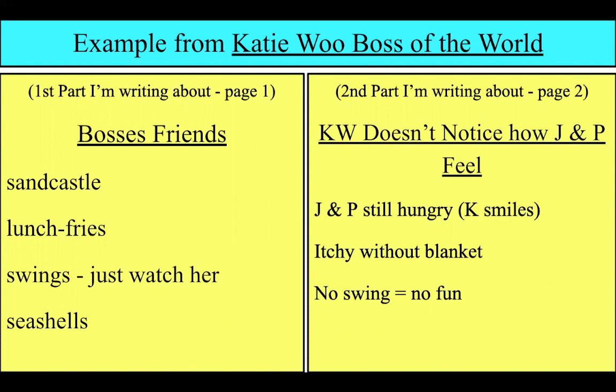This time, I think I will write about how Katie Woo doesn't notice how Jojo and Pedro feel. And you might notice I didn't bother writing down the names. I just wrote down the capital letters. And in this one, I feel like Jojo and Pedro are still hungry and Katie's smiling, and that fits with how she doesn't notice how they're feeling. I don't think she notices how they're feeling when she's lying on the blanket all comfy and they're itchy in the sand. And I also wrote no swing, no fun. I don't think she had a clue that they were upset. She was swinging, having a great time, and they ended up just walking off. She never noticed. When I'm all done writing about those things, I'll go to my third page.